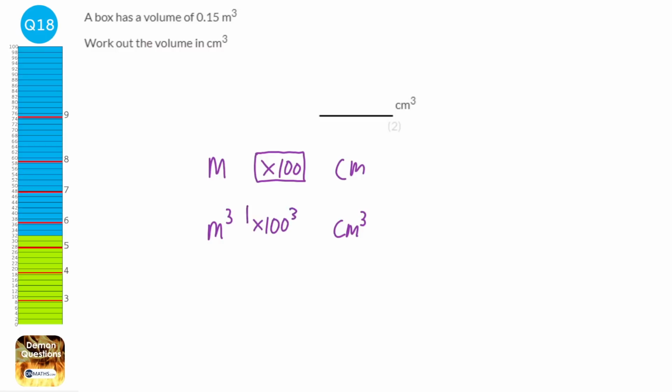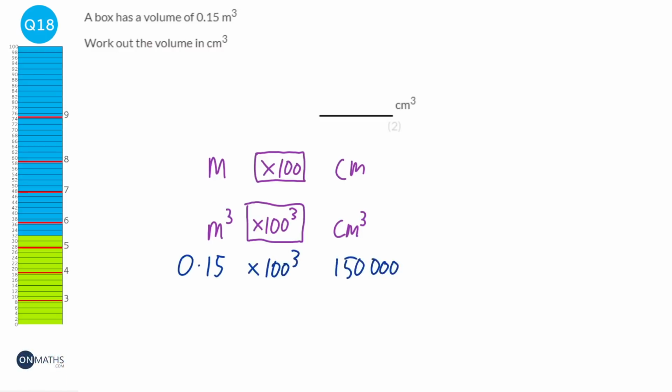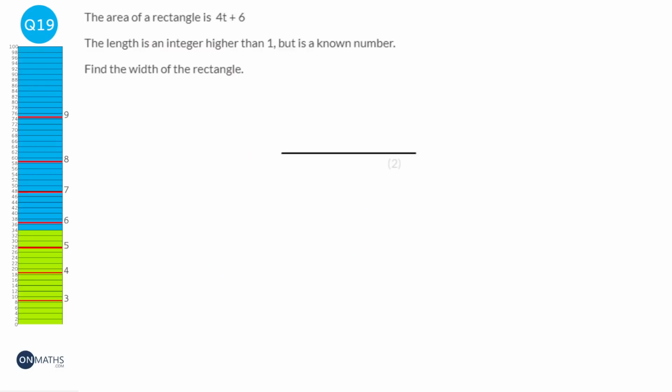So we get our amount, 0.15, times it by 100 cubed, and that will give us 150,000. So our answer is 150,000 centimeters cubed.